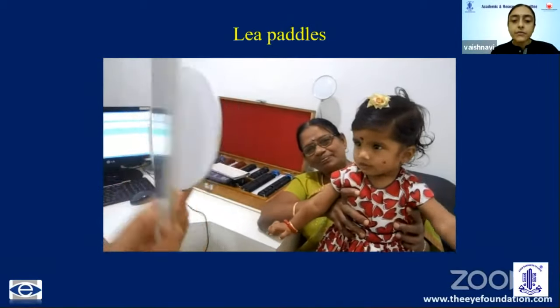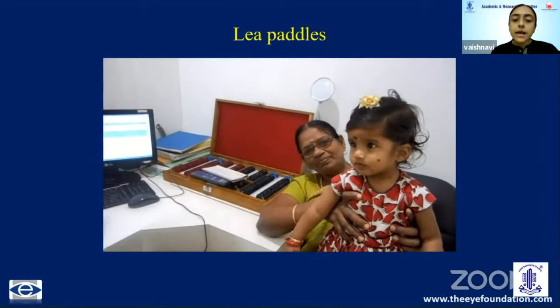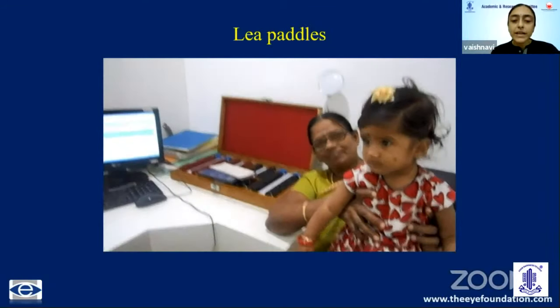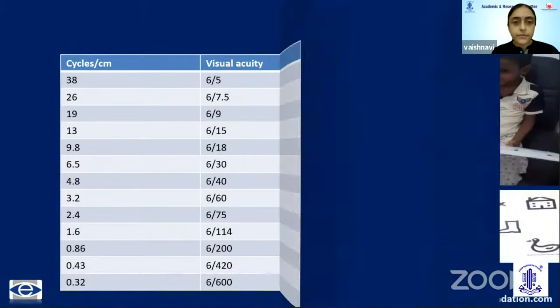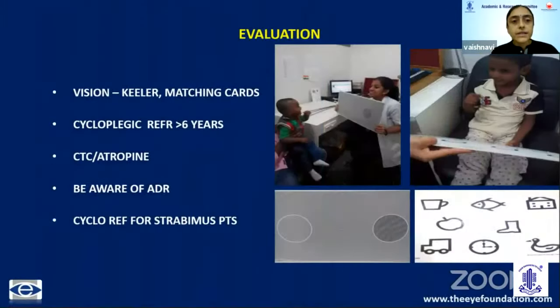The gratings are defined by the frequency, that is the number of pairs of black and white stripes or cycles within 1 degree of visual angle. It is defined as the number of cycles per centimeter. If the child fixates at around 19 cycles per centimeter, then we can say that the visual acuity is as good as 6/9. And this is the picture matching chart by Keeler.